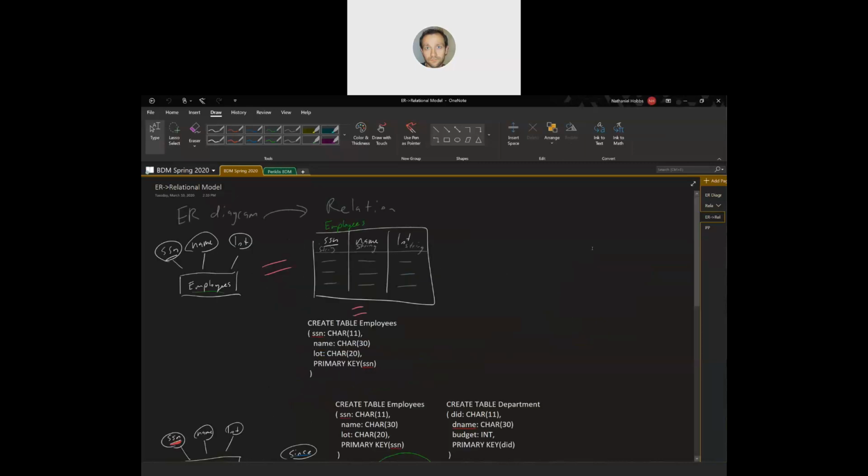Now, the relational model is very, very close to the way that a SQL system works. So there's a way to take the constraints as depicted in an ER diagram and capture them when you're designing a relation. So that's where we're at.